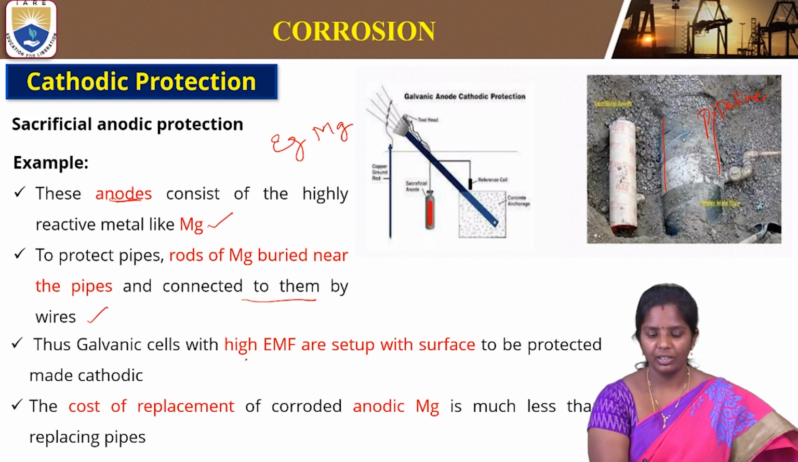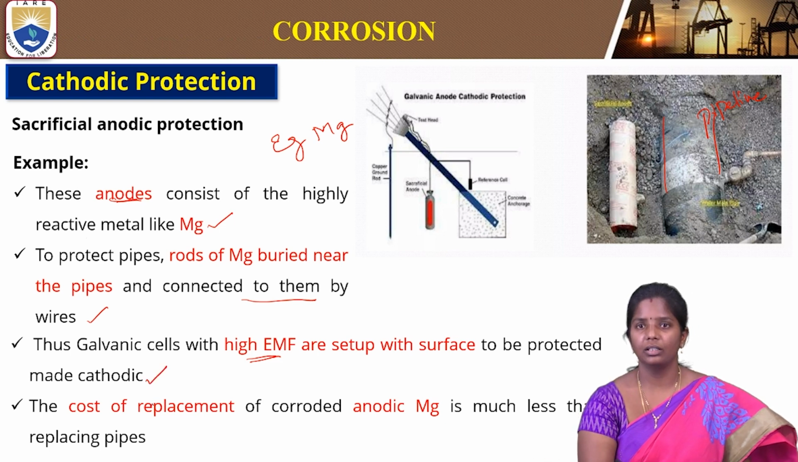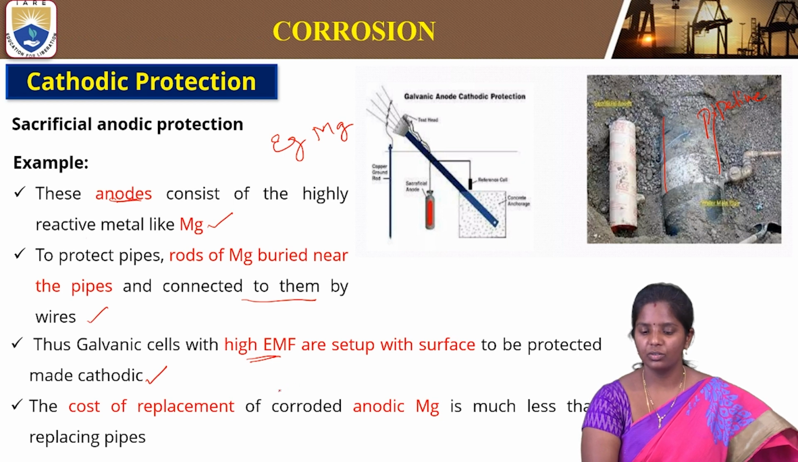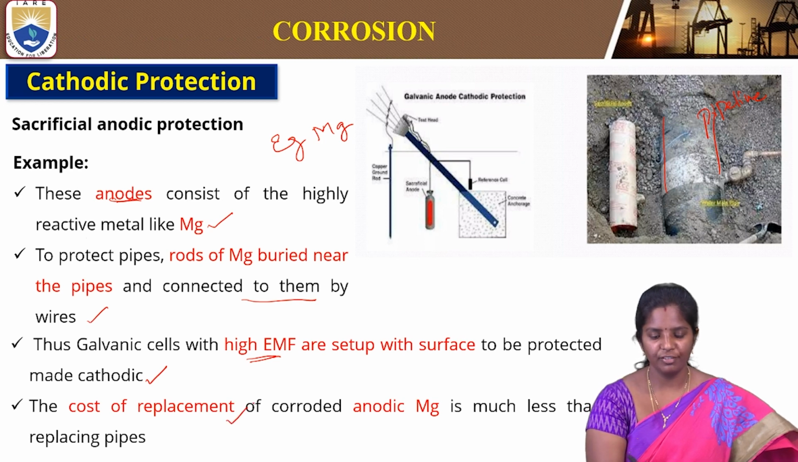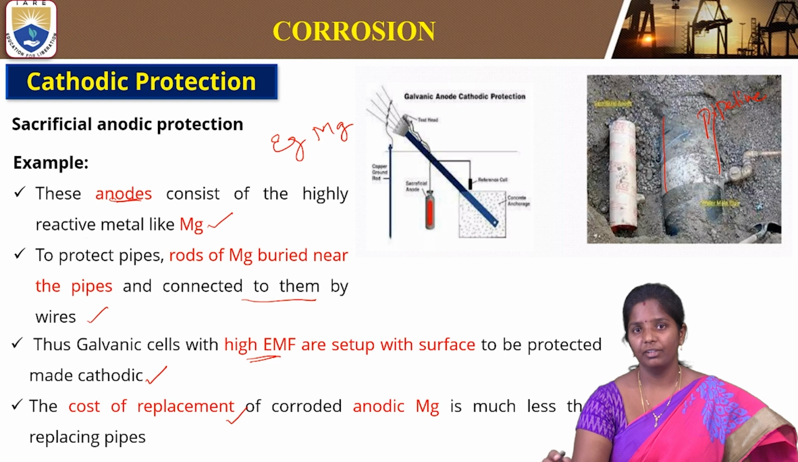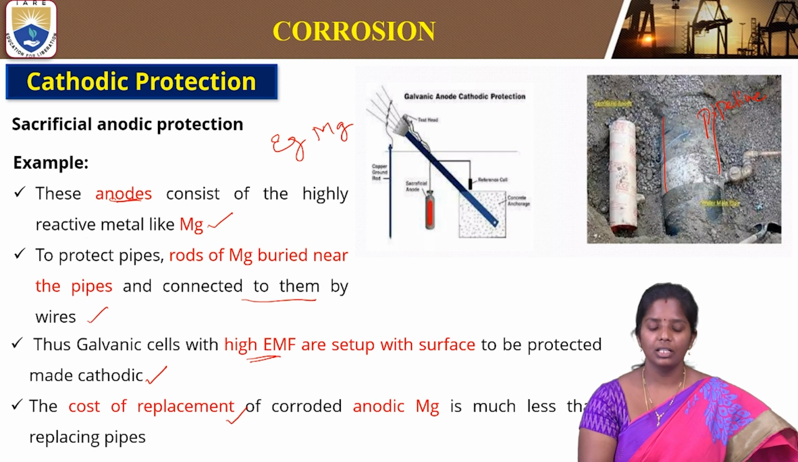Thus, a galvanic cell with high EMF is set up with the surface to be protected made cathodic. This is how a high EMF is developed, so that the pipeline becomes cathodic in nature and is therefore protected. When magnesium rods are placed, we have to replace them periodically so that the original pipeline will be protected. But the replacement cost of this magnesium is lower compared to replacing the original pipeline. So this is good in protecting the original pipeline.